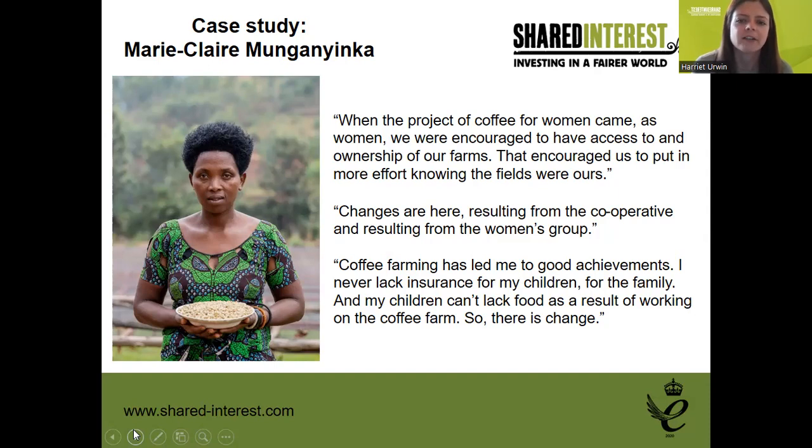We learn to plant agroforestry trees that add more shade to the coffee fields, and we learn proper mulching techniques and proper techniques to apply manure. Other changes: I own a cow and I got it from coffee farming. I also own a house. It was in pretty bad shape, but I was able to modestly renovate it thanks to coffee farming. Coffee farming has led me to good achievements. I never lack insurance for my children, for my family, and my children can't lack food as a result of working on the coffee farm. So yes, there is change.